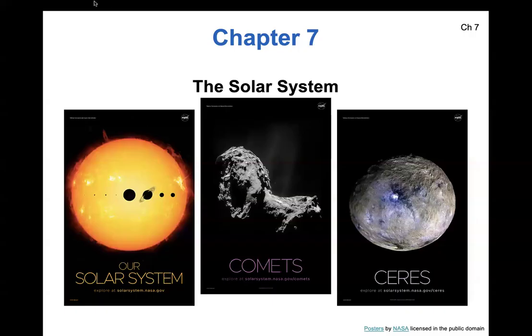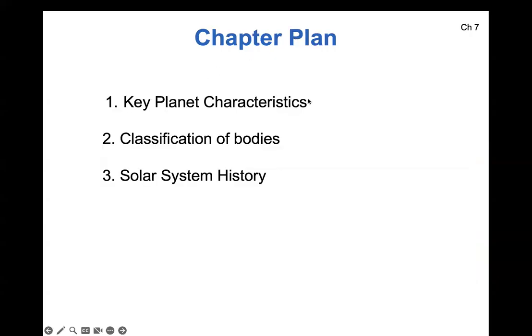All right, so starting on chapter 7, our summary introduction to the solar system. Okay, so our chapter plan and the three parts of this lecture and the slides are key planet characteristics for number 1, classification of bodies for number 2, and the solar system history.